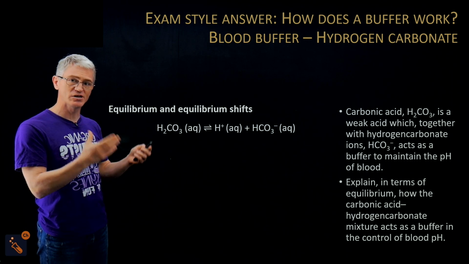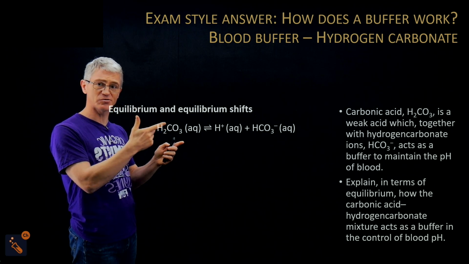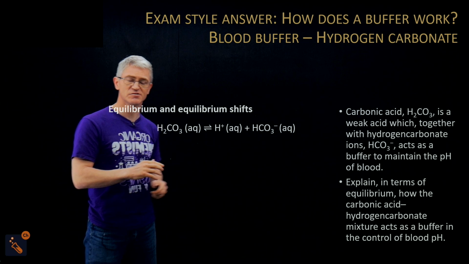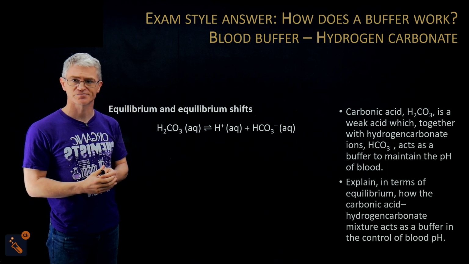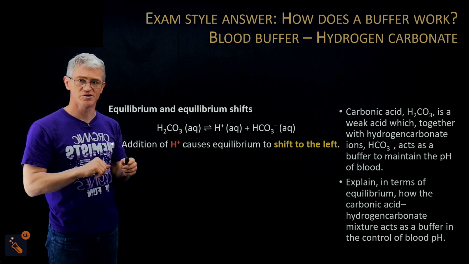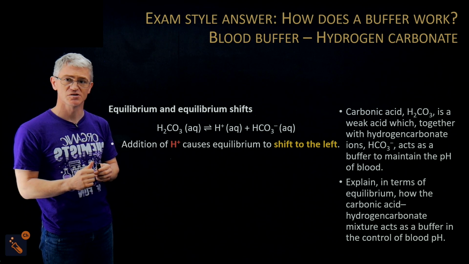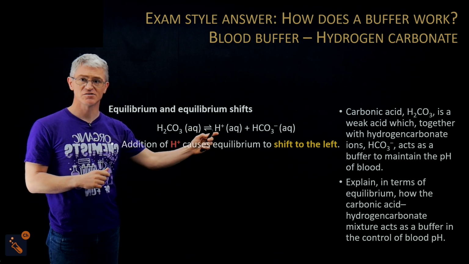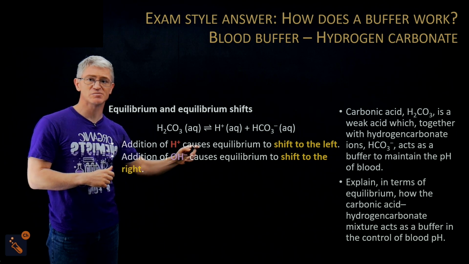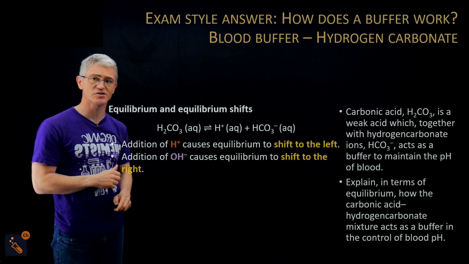Then you have to talk about the equilibrium shifts, and you have to use the equilibrium equation. So the equilibrium equation is based on the carbonic acid, and there you go, H+ and HCO3-, and there we go. Okay, now remember that's 1 mark, your definition is 1 mark. Addition of H+ causes the equilibrium to shift to the left. So we want to get rid of the H+, so it shifts to the left, that's your mark. Addition of OH- shifts to the right because you're removing the H+, so it shifts to the right.